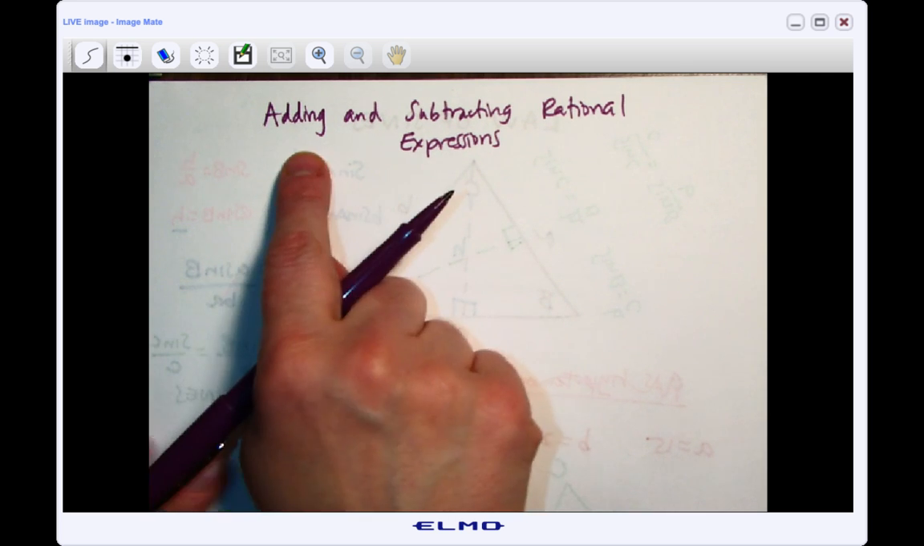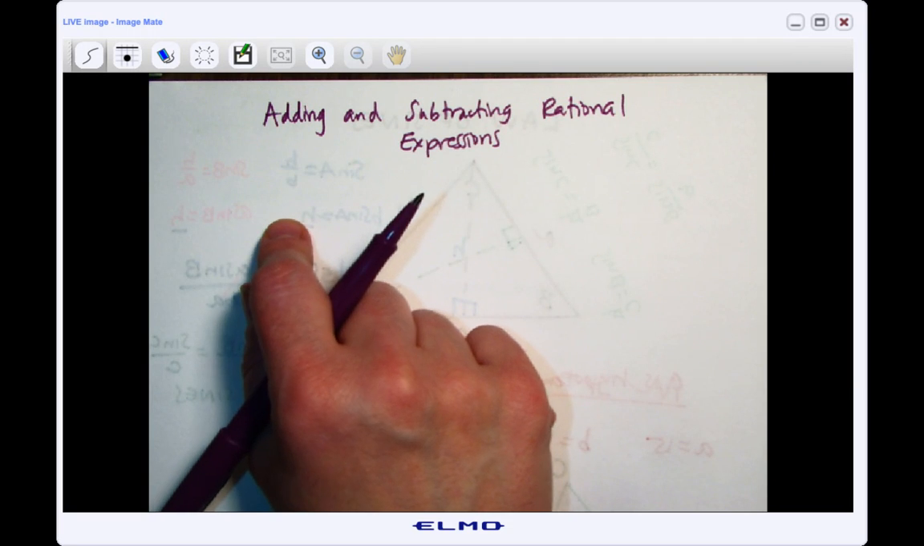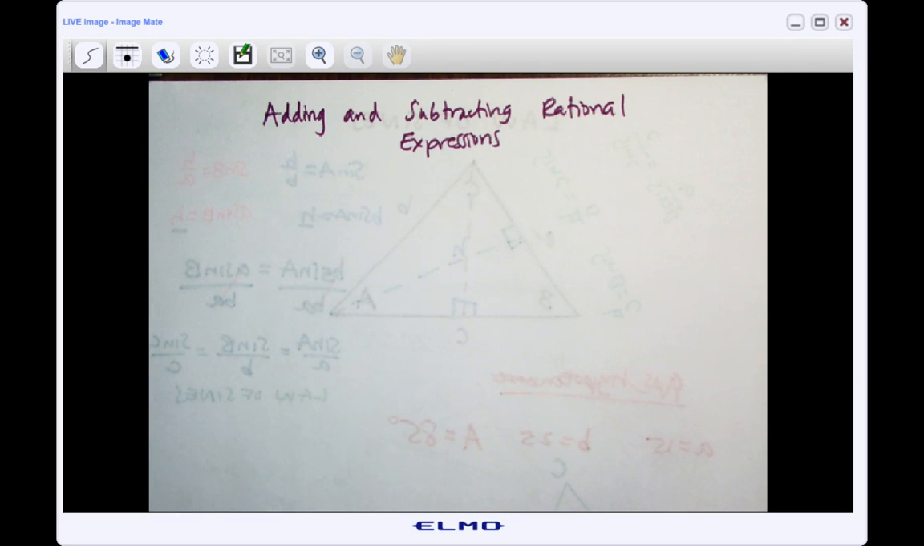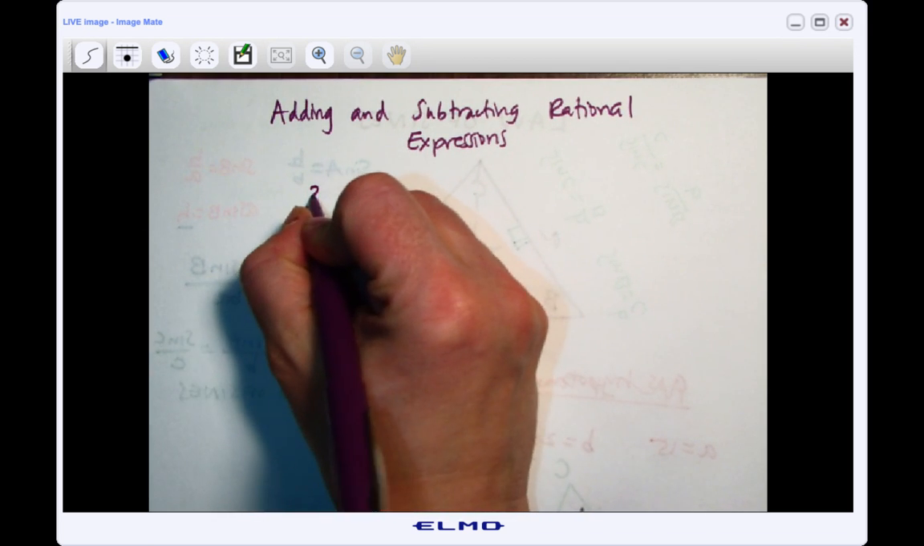Okay, today we're going to talk about adding and subtracting rational expressions. And again, rational expressions are expressions that are ratios, or fractions, we might think about them. So let's just do a quick review of adding fractions.